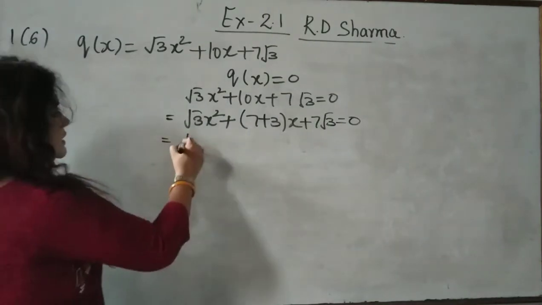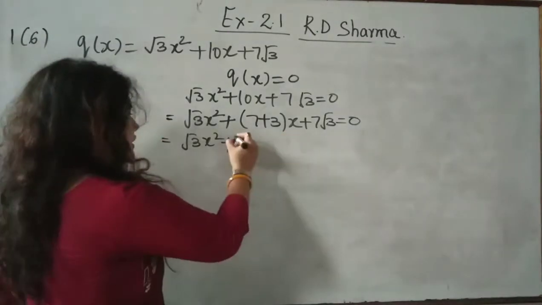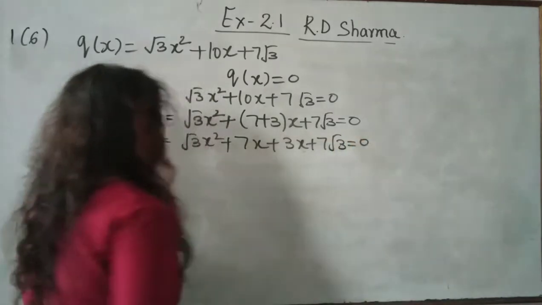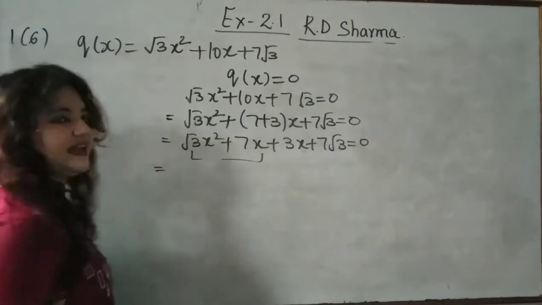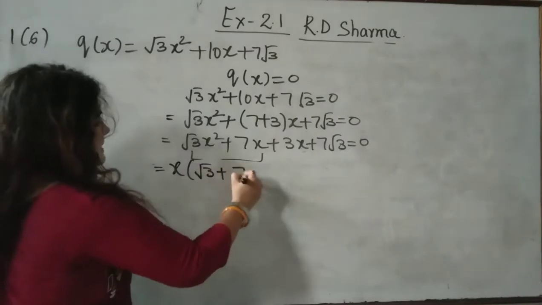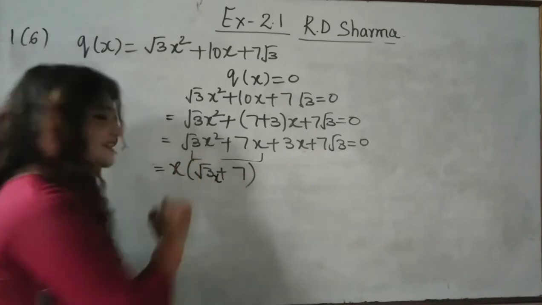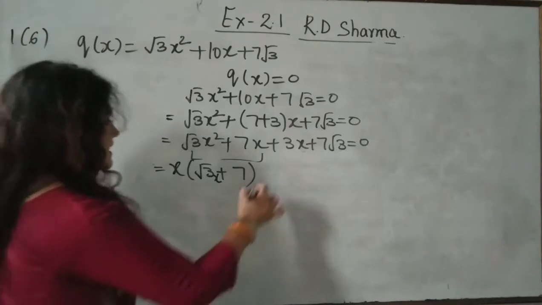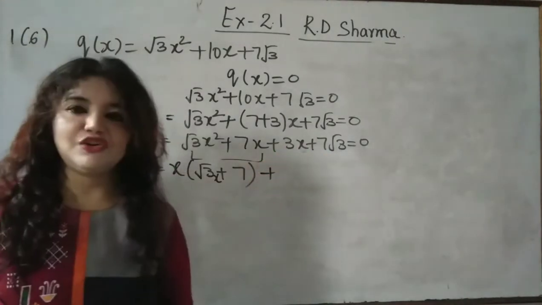Okay, now under root 3 x square plus, now we will just open the bracket. So this will be 7x plus 3x plus 7 under root 3 is equal to 0. So what is common in these two terms now? x is common, so we took x common. So here what is left? Under root 3 x plus 7. Did you notice that we are left with under root 3 x plus 7? And here what is common? Yeah, under root 3 is common.